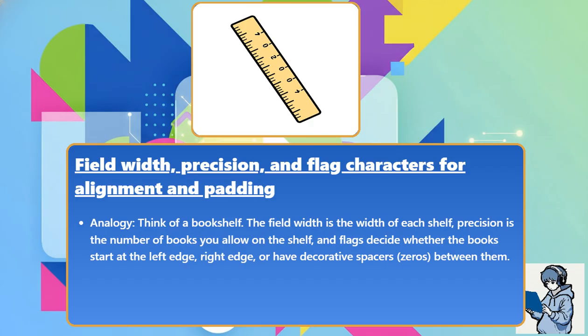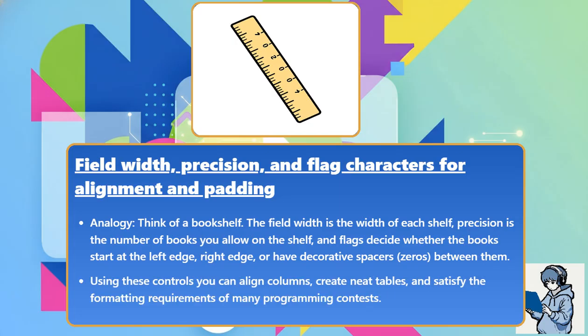The field width is the width of each shelf, precision is the number of books you allow on the shelf, and flags decide whether the books start at the left edge, right edge, or have decorative spacers (zeros) between them. Using these controls you can align columns, create neat tables, and satisfy the formatting requirements of many programming contests.